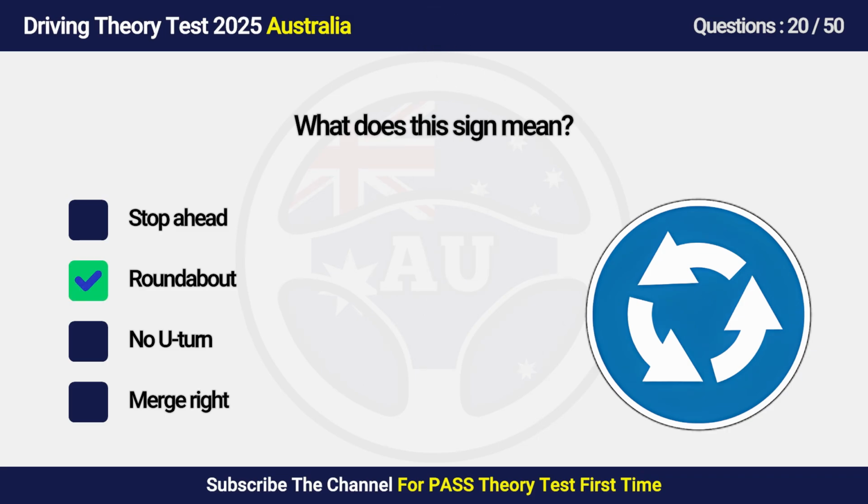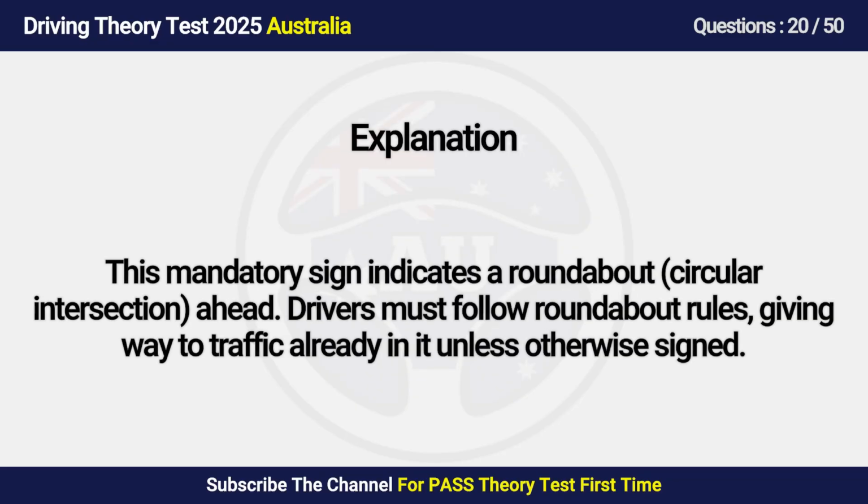Answer is B. Roundabout. This mandatory sign indicates a roundabout, a circular intersection ahead. Drivers must follow roundabout rules, giving way to traffic already in it unless otherwise signed.